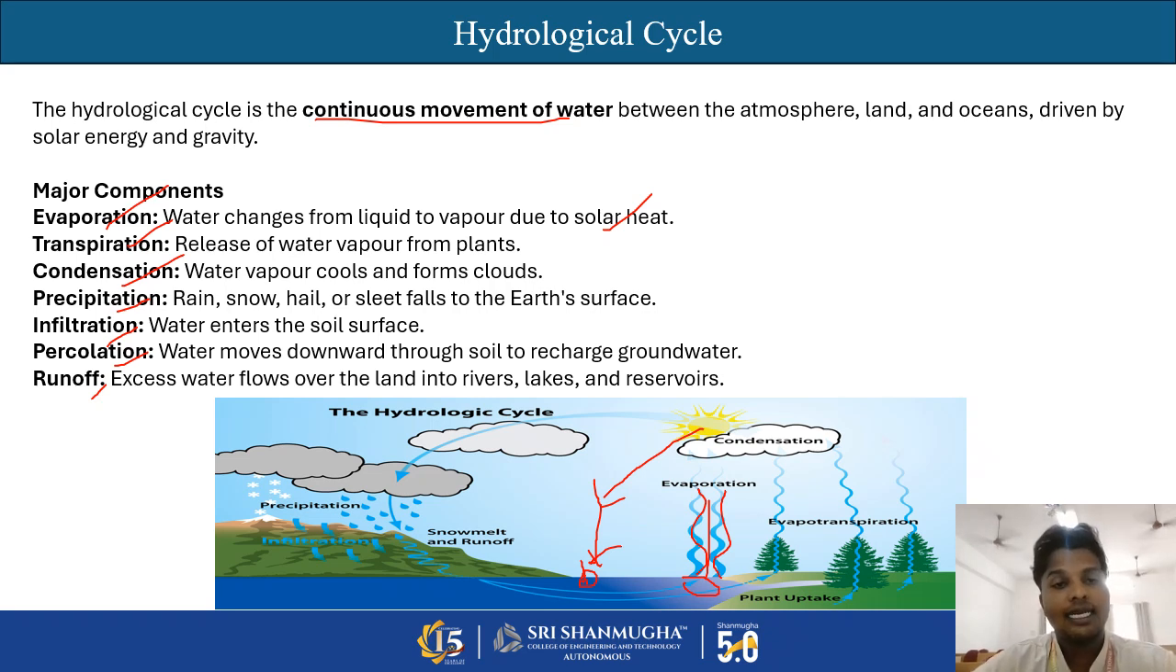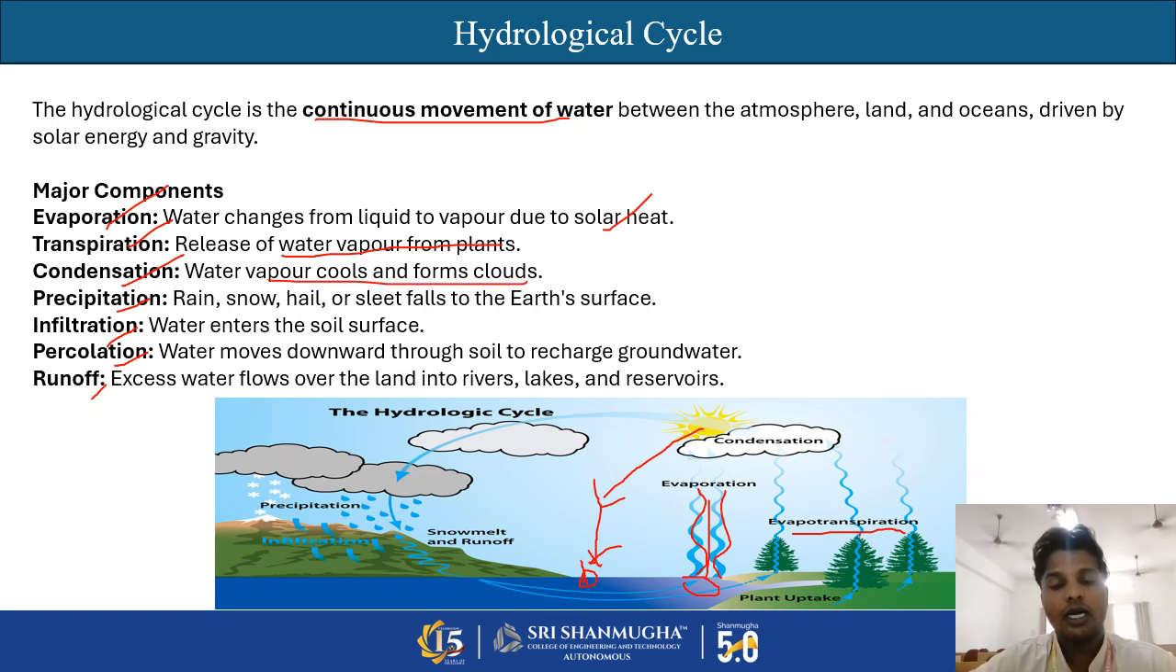That is called evaporation. So simply we can say the liquid is changed into vapor. Transpiration is the release of water vapor from plants. Plants use the water from the surface, and it is transported to the atmosphere in the process of transpiration, and together this is called evapotranspiration.